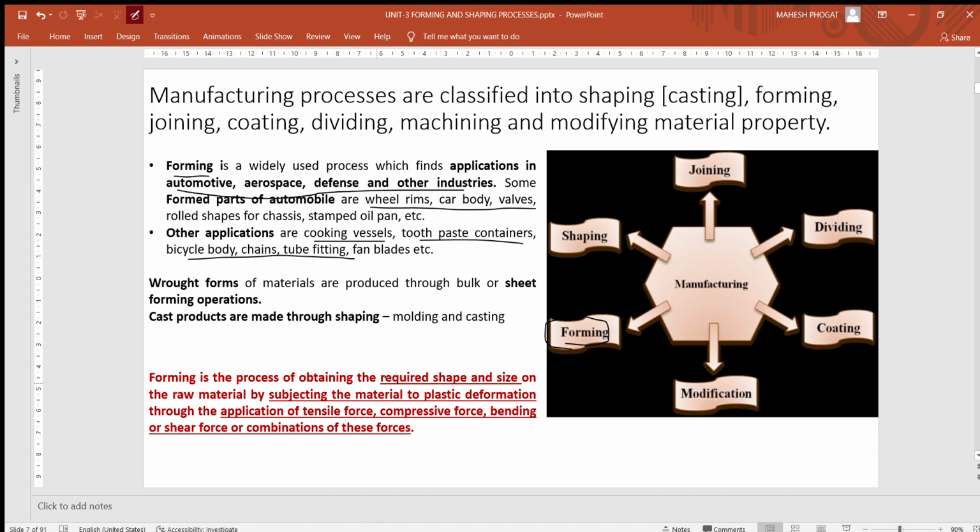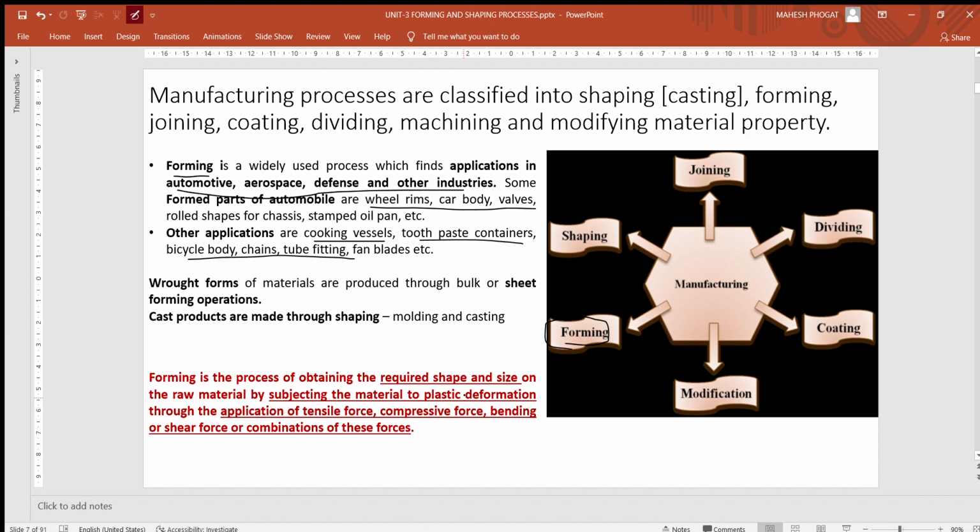So forming is basically a process of obtaining the desired shape and size on the raw material by subjecting it to plastic deformation. I hope you understand what plastic deformation is now. So forming is the process of obtaining the required shape and size by subjecting your workpiece material to plastic deformation through the application of force. That force can be tensile, it can be compressive force, it can be bending or shear force, or a combination of all these forces.